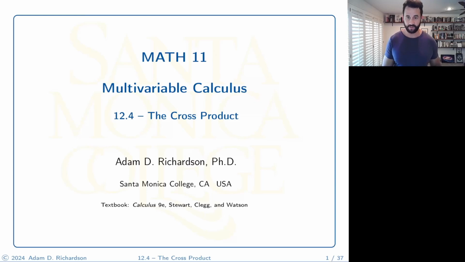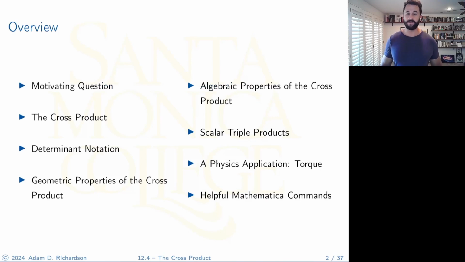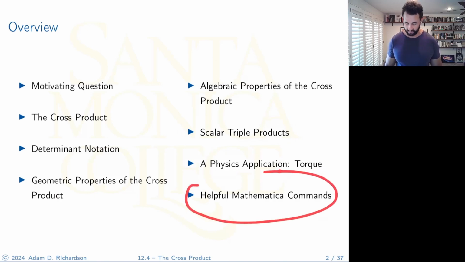All right, so here's the overview. We're going to start with a motivating question, kind of like the one I just mentioned a moment ago. Then we'll get the definition of the cross product. Then we're going to talk about determinant notation, and for those of you taking or going to take linear algebra, you will see this notation used even more in that class. Then we're going to talk about geometric properties of the cross product, algebraic properties of the cross product, and scalar triple products. Then we'll do a quick physics application involving torque. And then we'll see a couple of helpful Mathematica commands, kind of like in the last section.